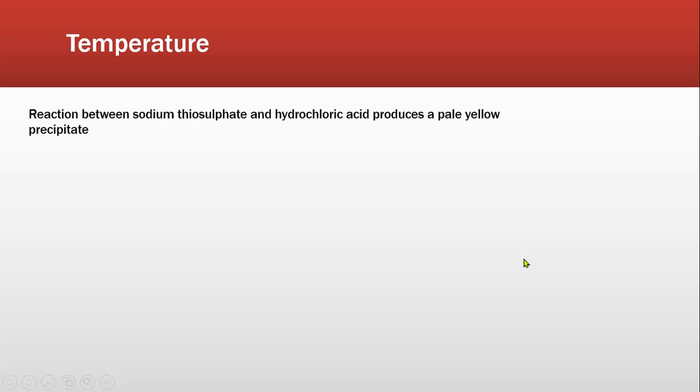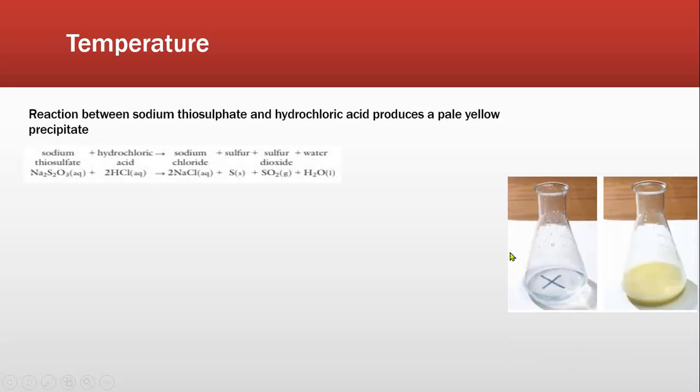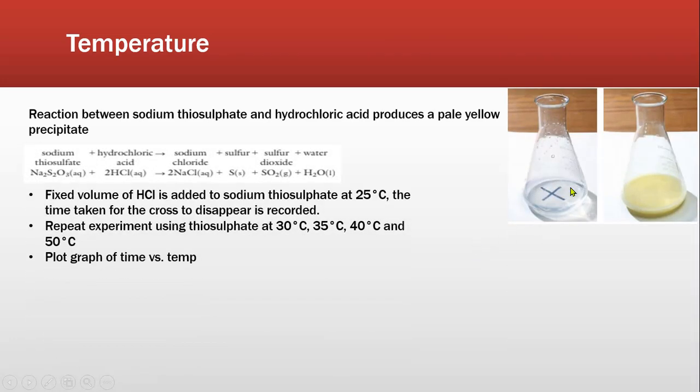So we're going to look at the same experiment again, but this time we'll actually be changing the manipulated variable. Before, we changed the concentration of the thiosulfate. Now, in this experiment, we're going to change the temperature. So, a fixed volume of HCl is added to sodium thiosulfate at 25 degrees Celsius.